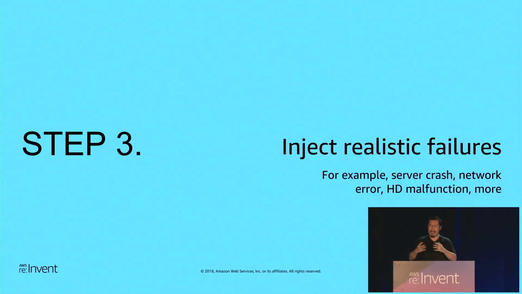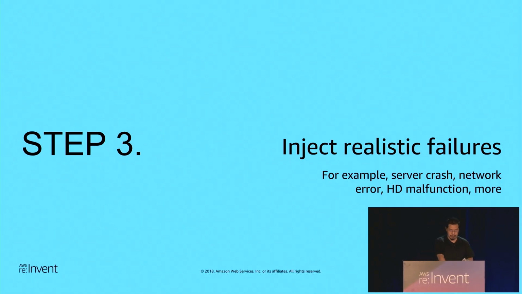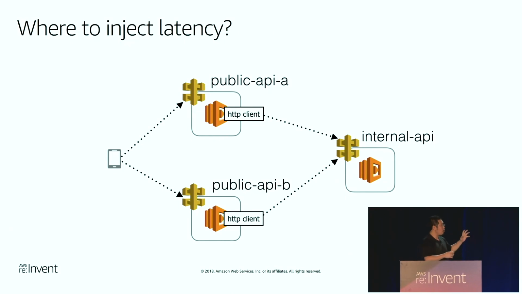So next, let's talk about how we can then inject failures into our system, and specifically, starting with, where do we do it? Suppose you've got a very simple setup here where you have a client application talking to 2 public-facing APIs, both with API Gateway and Lambda, both of which are talking to some internal API, which are also implemented with API Gateway and Lambda.